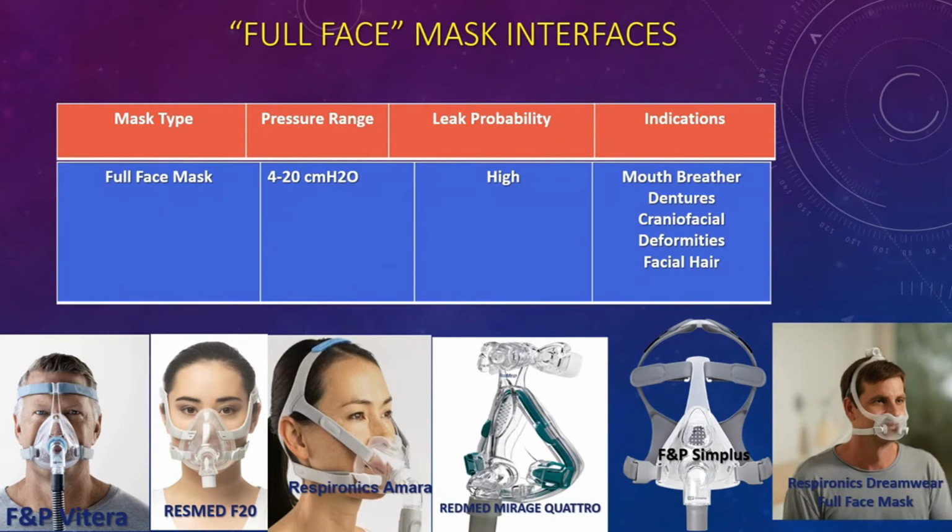I've shown some of the more popular full face masks. They are the F&P Vitera, the ResMed F20, the Respironics AmaraView, the ResMed Mirage Quattro. This is the same mask, similar, updated a little bit from the original one that was in the mid-90s, the F&P Simplus, and the Respironics DreamWear full face mask. There is no part of the mask that covers the nose, but rather it slides underneath the nose with a kind of passive fit. It doesn't intrude into the nostrils.